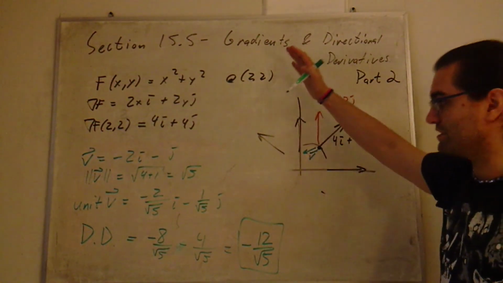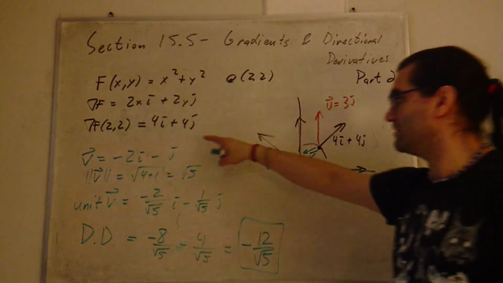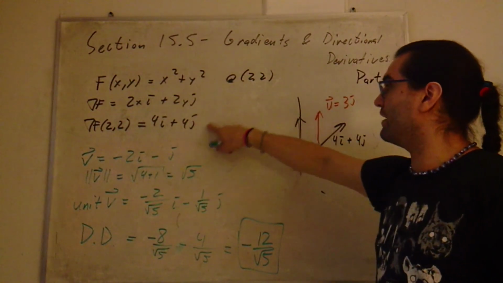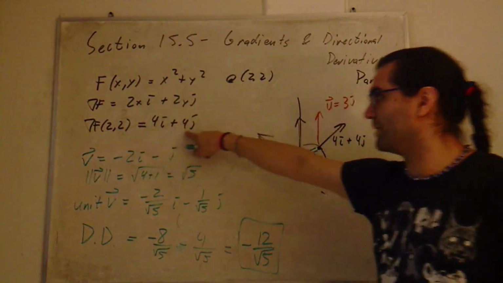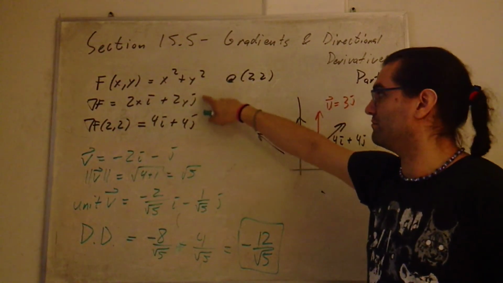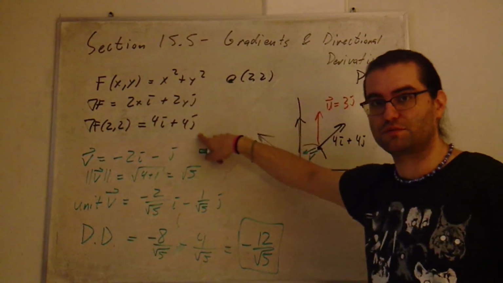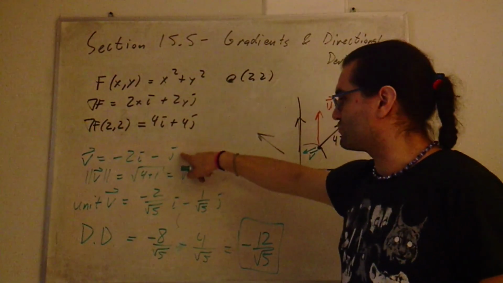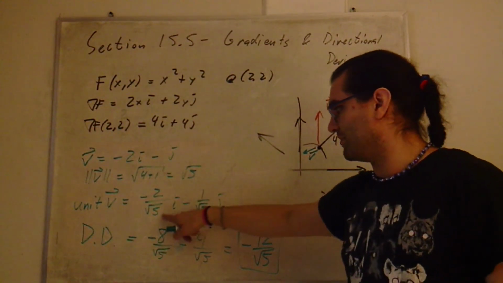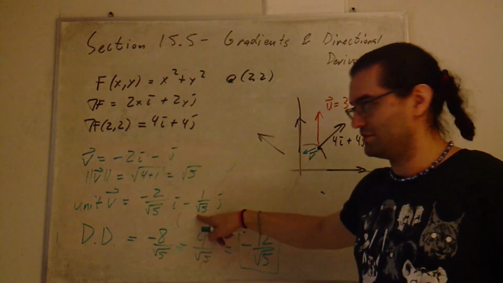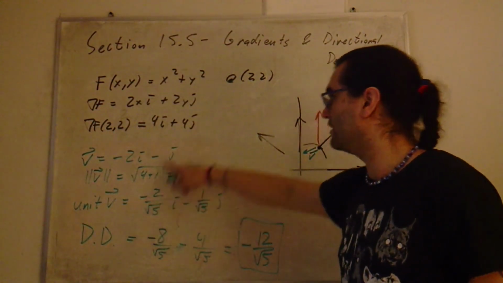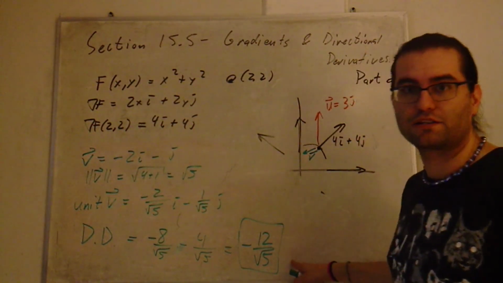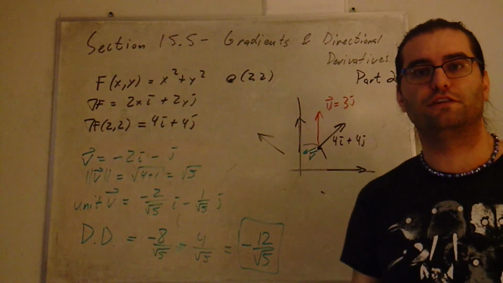But this is the fast version of the process. You get your function, you find the gradient, you evaluate the gradient at your point to get a gradient vector instead of a vector field gradient. You want the specific vector, no x's and y's left anymore. You transform your direction vector into a unit vector by dividing by its magnitude, and you take the dot product of the gradient and the direction vector. That dot product is your slope, that's your directional derivative.